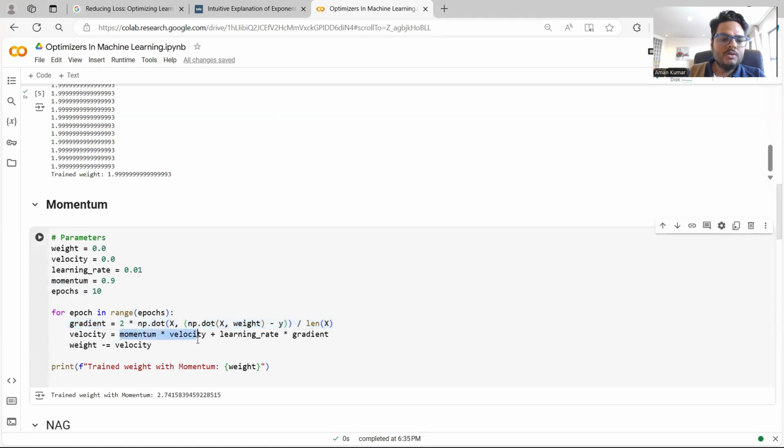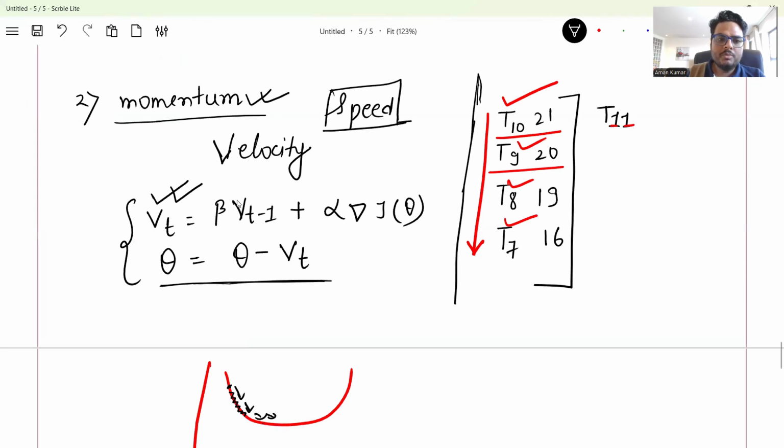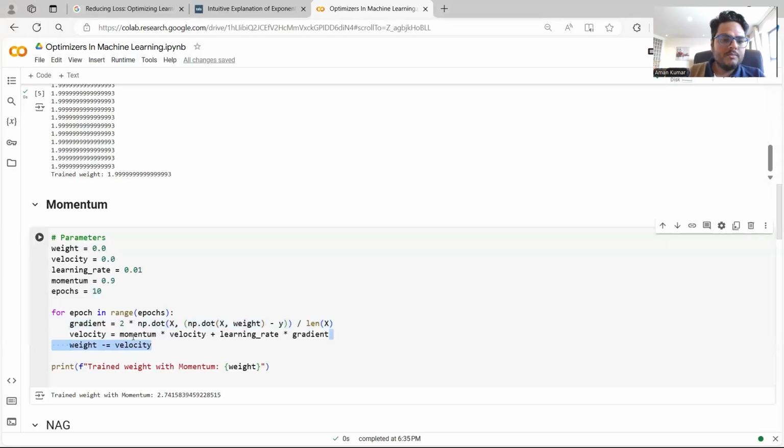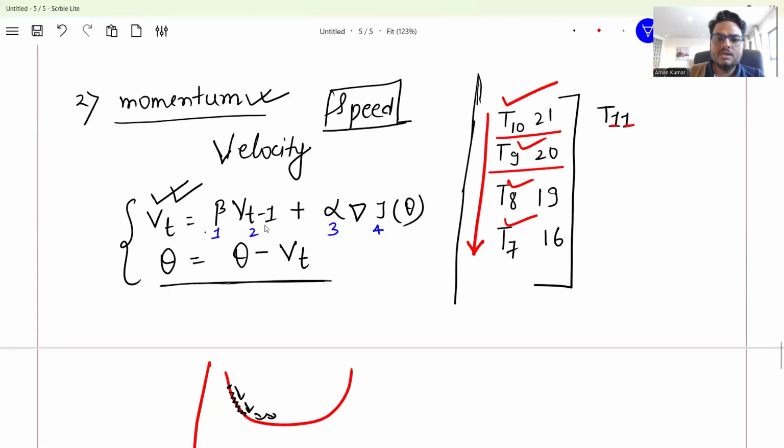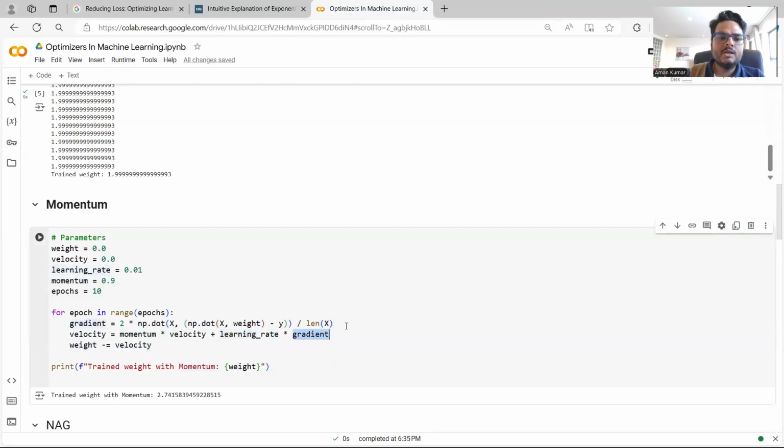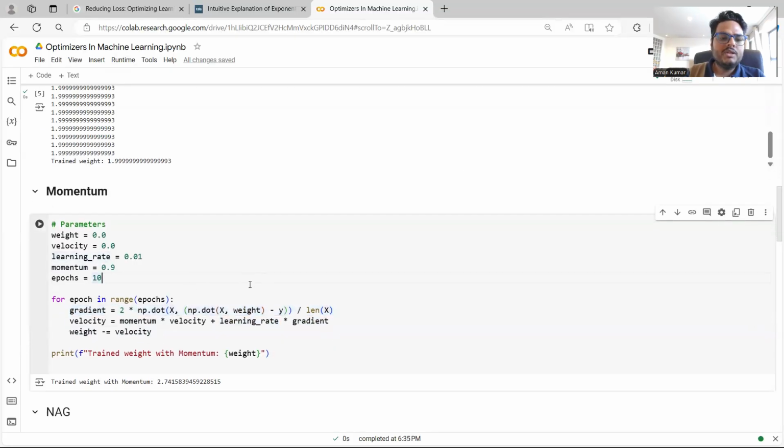The velocity term is new here. Velocity is momentum times velocity plus learning rate times gradient. So this is basically momentum times previous velocity plus learning rate times gradient. There are four terms here. Okay, first term, second term, third term, and fourth term. The first term is beta, the momentum, multiplied by the previous velocity. The third term is the learning rate, and the fourth term is your gradient, which comes from here. Okay, and then the weight gets updated.